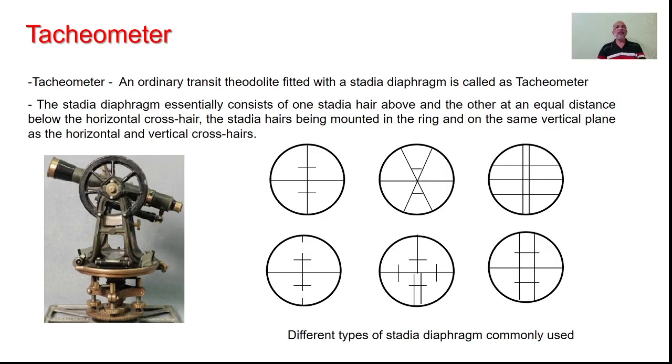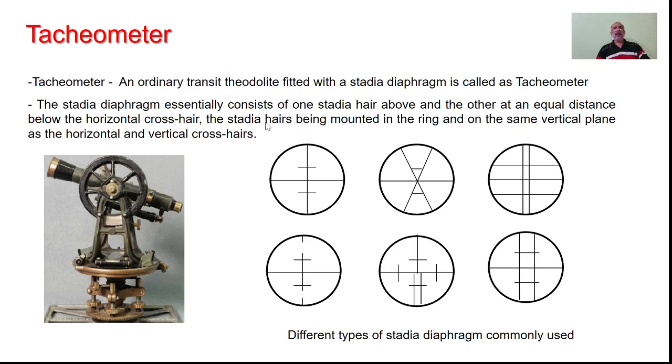In order to facilitate the measurement, the basic equipment employed is nothing but the tachometer. This tachometer is an ordinary transit theodolite fitted with stadia diaphragm. So basically, all the theodolites available in the market today are provided with stadia diaphragm. As such, all the theodolites that are available are nothing but the tachometer as far as this particular definition goes.